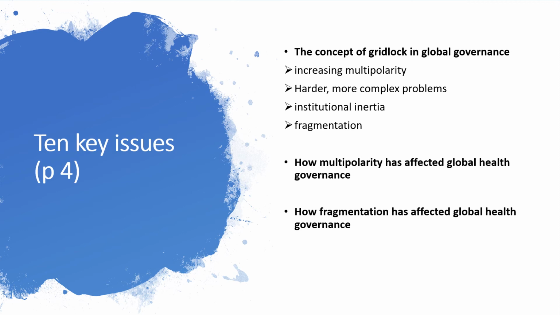So there are four issues that cause gridlock in global governance: increasing multipolarity, which means that there are many different points of power in a system. There's not just one government or institution in charge. That would be similar to the open source anarchy that Fiedler raises. Then there are harder, more complex problems, institutional inertia, and fragmentation. Institutional inertia in global health governance would be the limitations, for instance, of WHO.